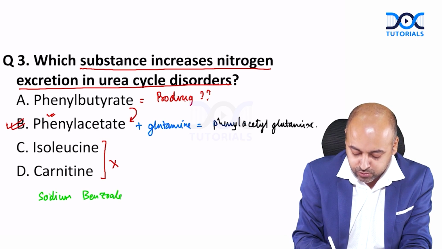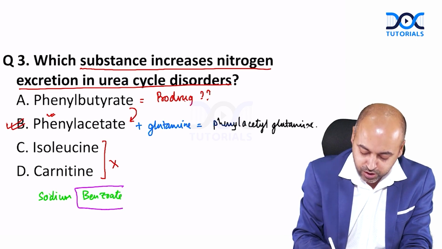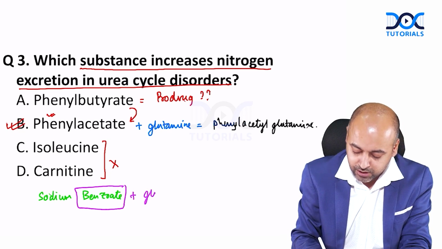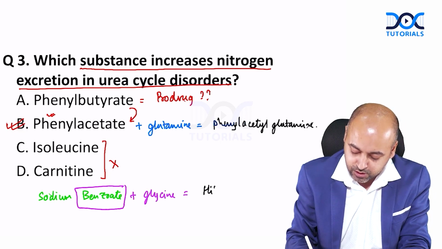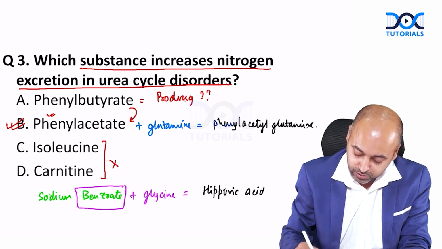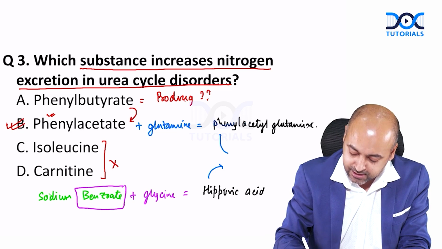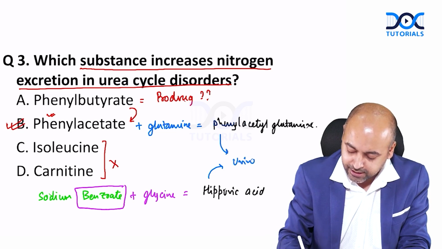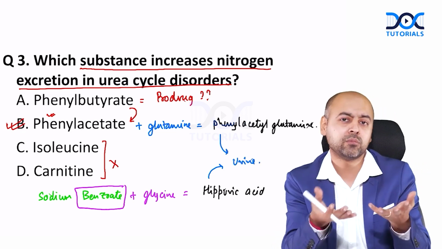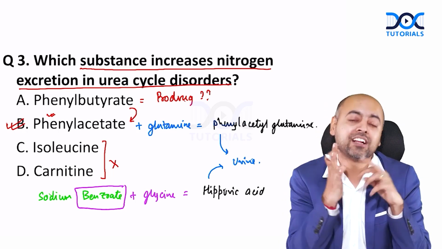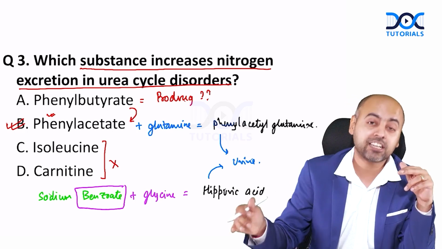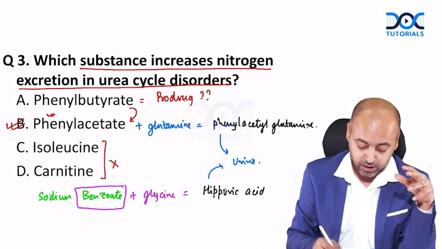The sodium benzoate, where you have to remember the benzoate part will combine with glycine and thereby it will produce the hippuric acid. Both the hippuric acid and the phenylacetyl glutamine are readily excreted in the urine. They are filtered, but they cannot be reabsorbed because we don't have transporters to reuptake the phenylacetyl glutamine or the hippuric acid, and they are completely lost in the urine.